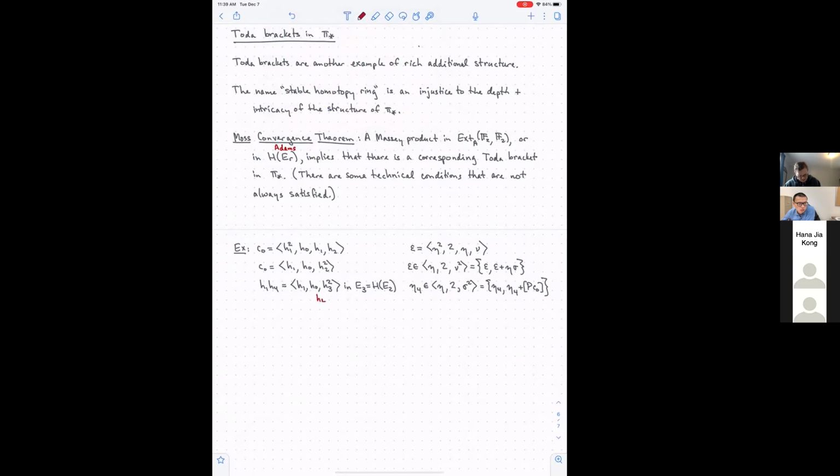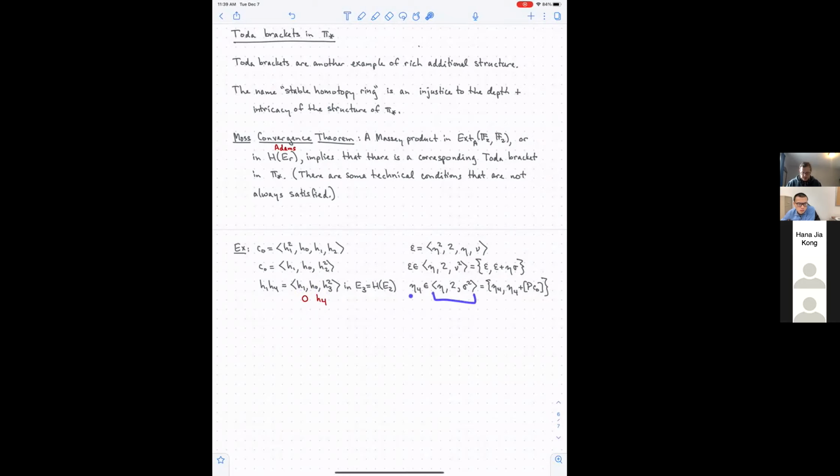d2 of h4 is h0 h3 squared. h1 h0 is already 0. So those are the elements that have the correct boundaries. And then you have h1 times h4 plus 0 times h3 squared. So you have h1 h4 equals this Massey product in the E3 page. And what that means is that, again, h1 h0 h3 squared, that's eta 2 sigma squared.